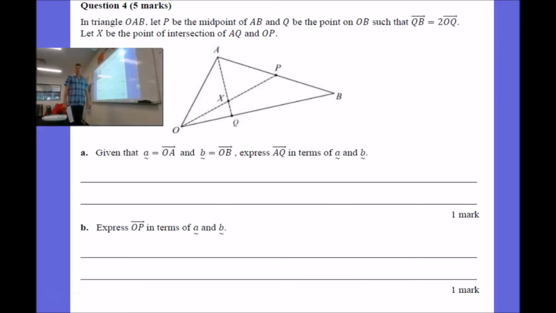Okay, and we're back for question 4. It's a vector question. So in this triangle, O to A to B, there is point P, be the midpoint of A to B, so midpoint means half, and Q be a point on O to B, this line segment, according to that ratio. So QB is twice O to Q. So from there to there is twice as long as this segment, then that is one part and that is two parts. So altogether, we've got a fraction of a third there.